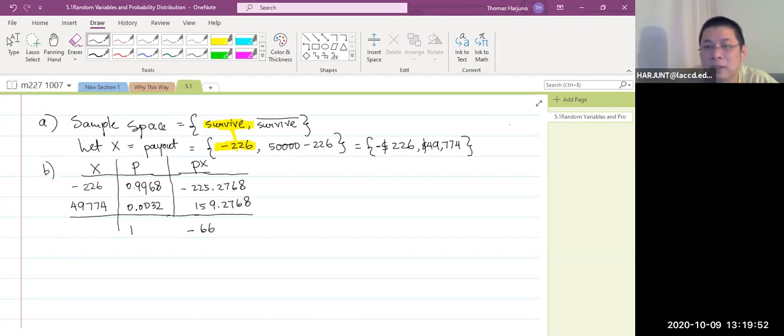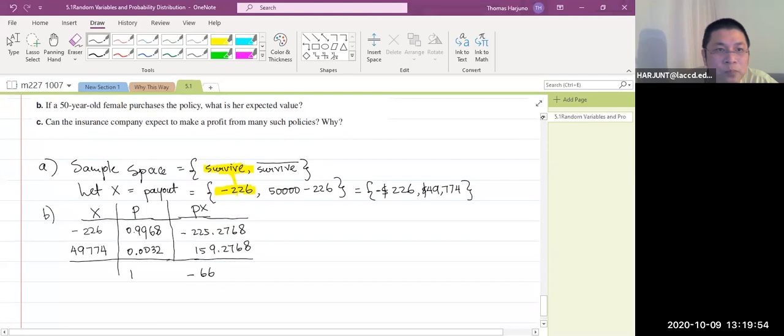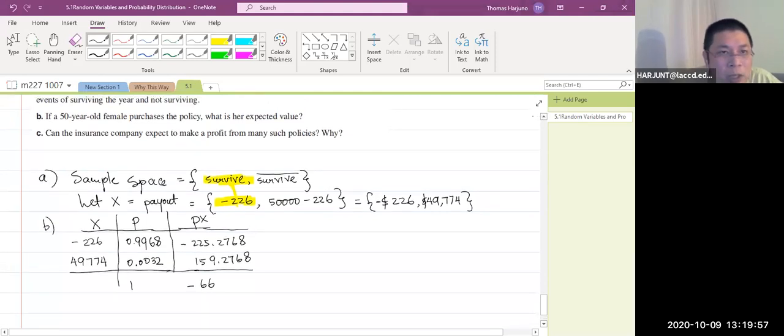Okay, let's see part C, what part C says. Can the insurance company expect to make a profit from many such policies?